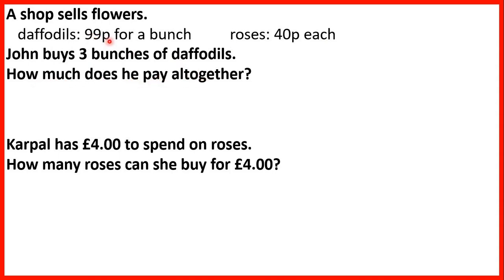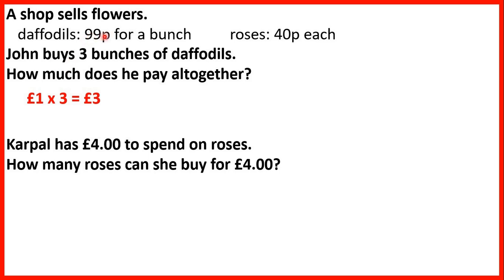So if they're 99 pence each and he buys 3, we need to work out 99 pence times 3. Now we could use column multiplication, but a quicker way to do that is to spot that 99 pence is just 1 pence less than £1.